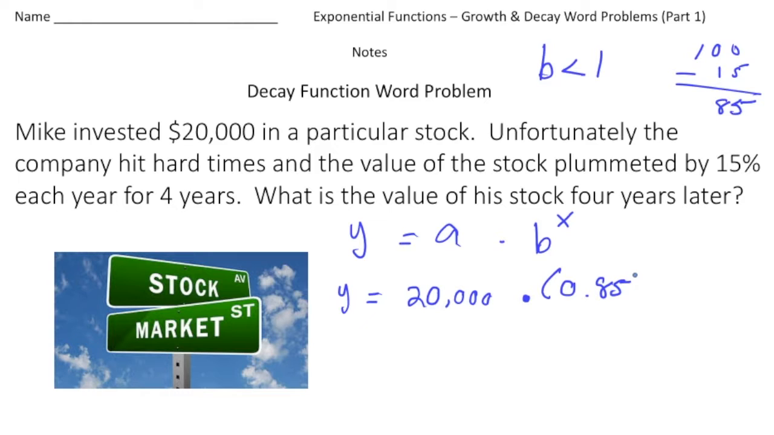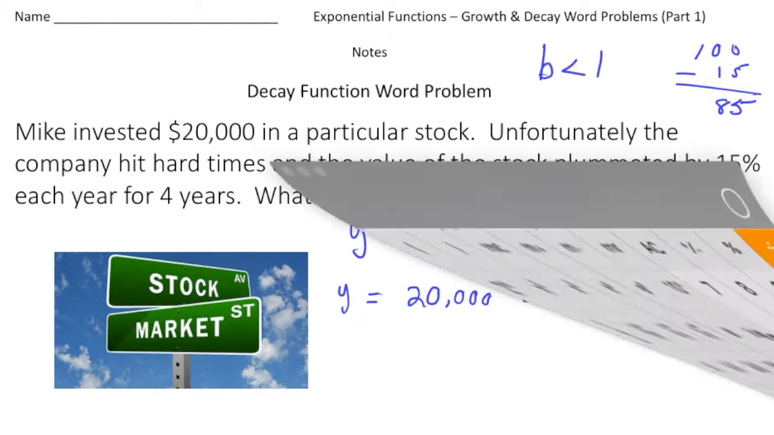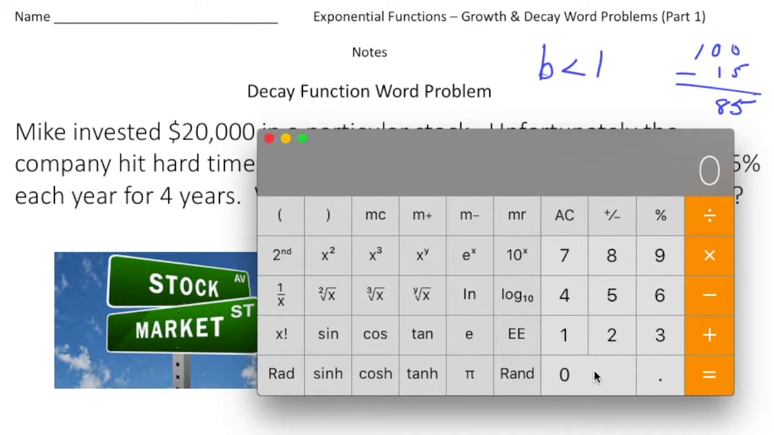but this decline is happening 4 years in a row. So the x value, or the exponent, is going to be 4. All right, so let's use our calculator now to figure that out. So it's going to be 0.85 to the 4th power. Now we're going to take that number and multiply it by our 20,000. And when we do that, there's the new amount that Mike owns in the stock.